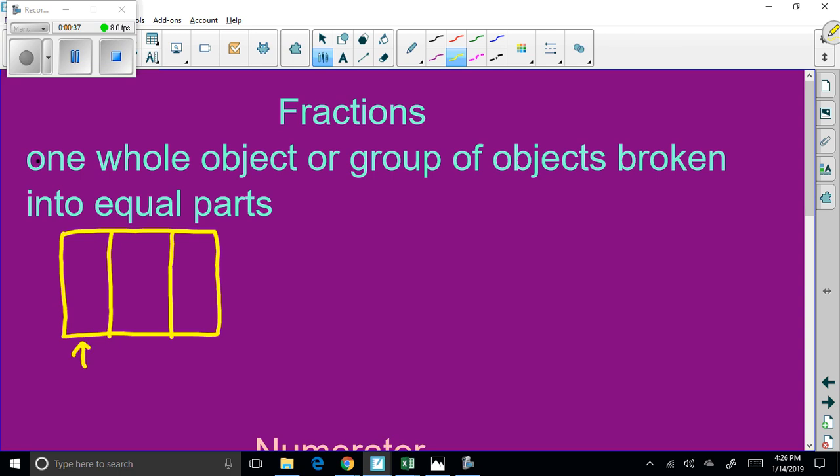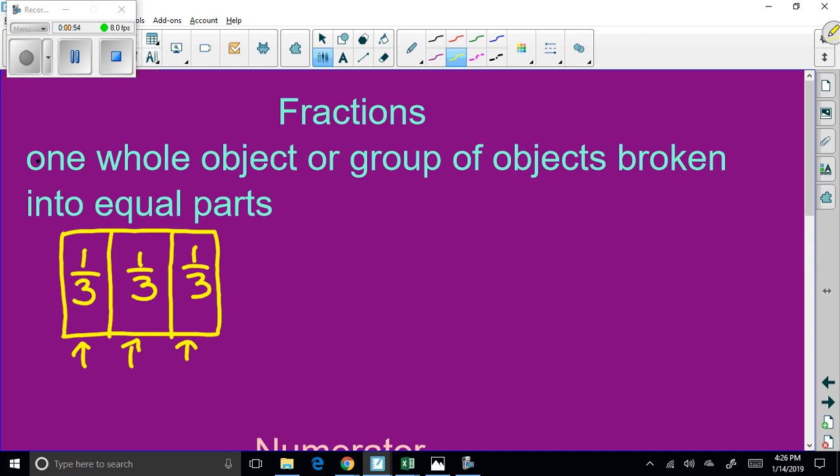So you can see the three parts here. Because there are those three parts, we can name each part 1/3. Each part represents one piece out of the three pieces out of the entire thing, which is the whole.